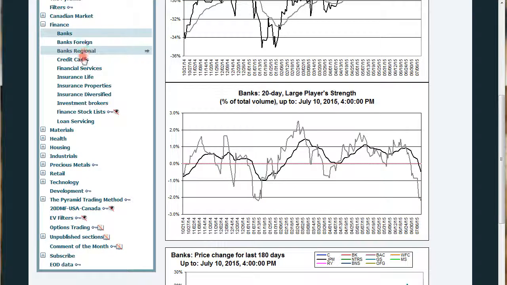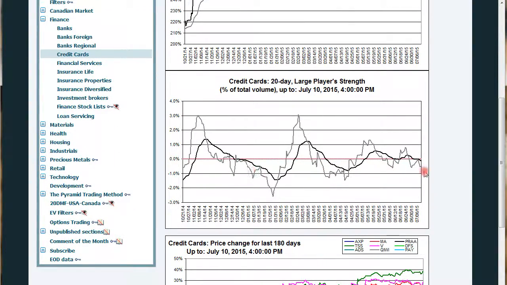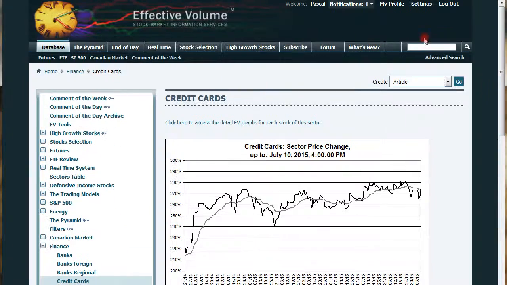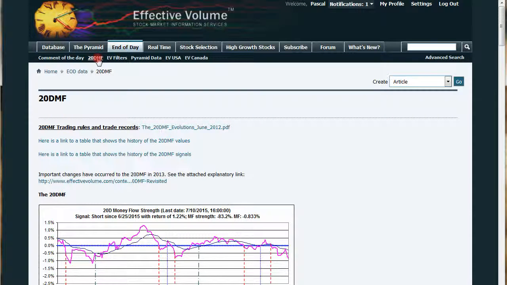So if I go on the credit card, for example, I can see that for the credit card, the money flow is also negative at about minus 0.5%. So I will average all these figures to build the 20 DMF money flow part of the indicator.